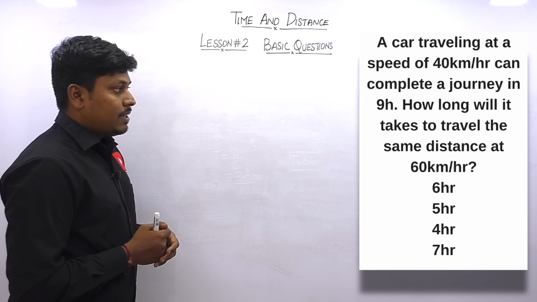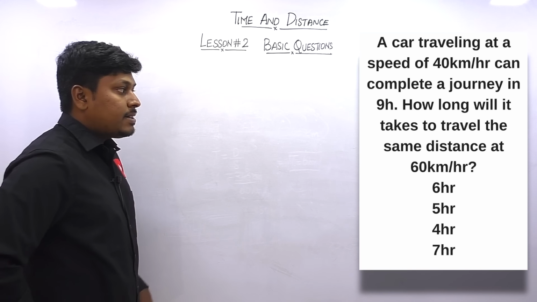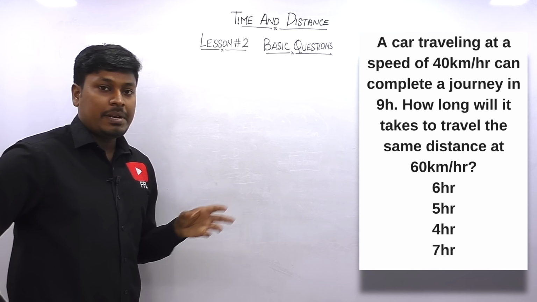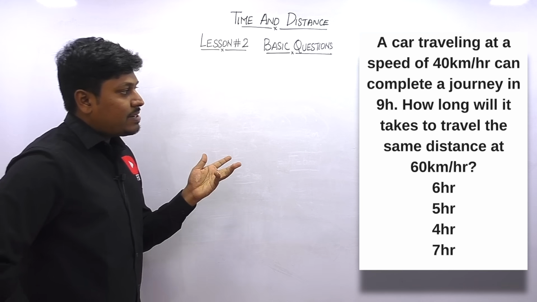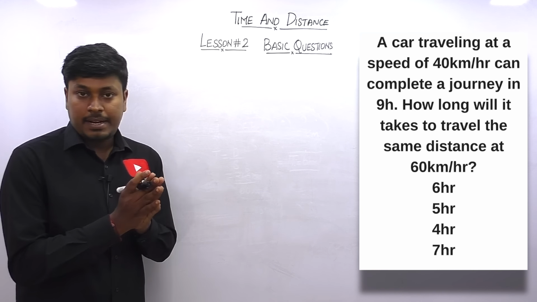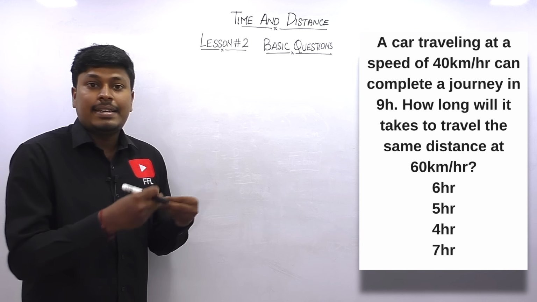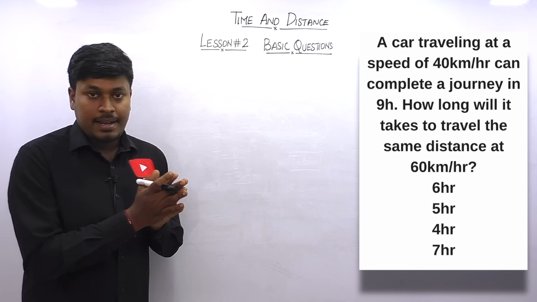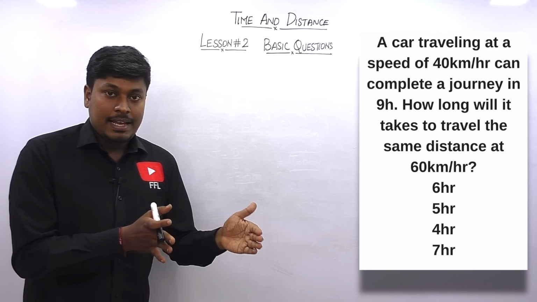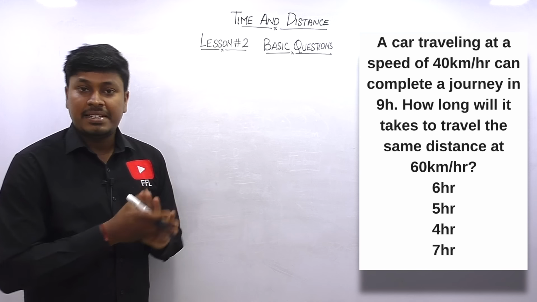Question number 3. A car traveling at a speed of 40 km per hour can complete a journey in 9 hours. How long will it take to travel the same distance at 60 km per hour? So easiest question. So what they are saying is, initially a car is traveling at a speed of 40 km per hour and they complete the journey after traveling 9 hours. So 9 hours they are traveling at a speed of 40 km per hour and they complete a journey. In case number 2, what they are saying is, for the same distance, if they travel at 60 km per hour, then how much time will it take to complete the journey?